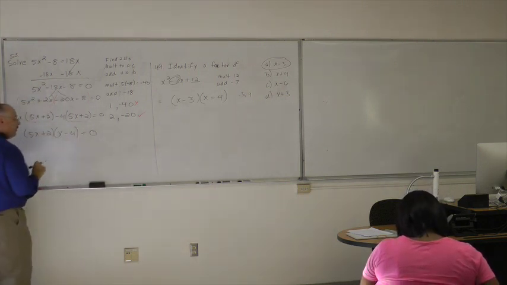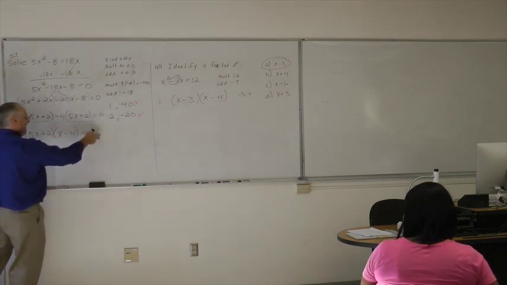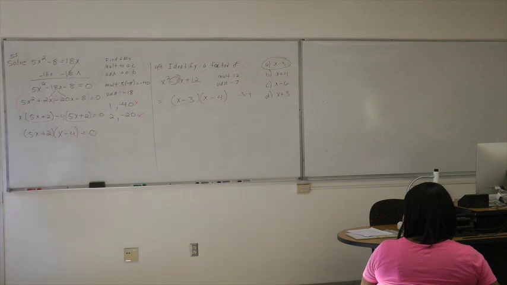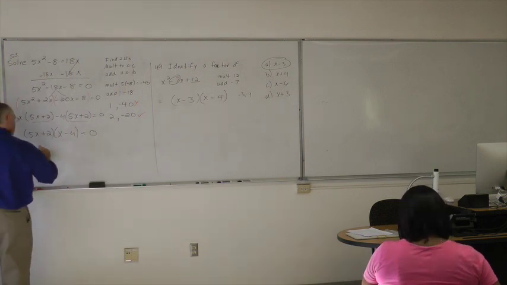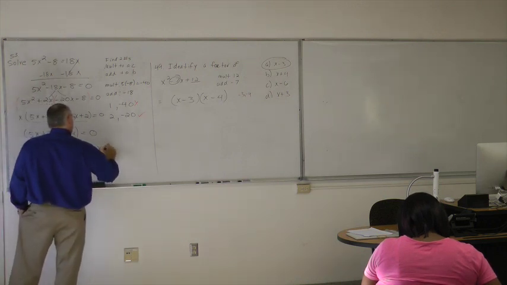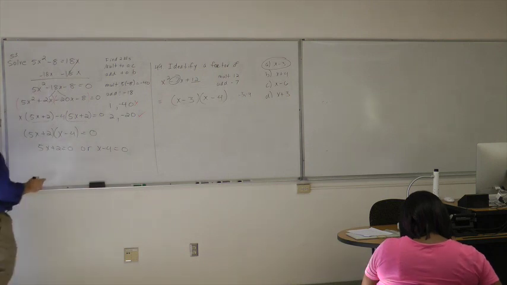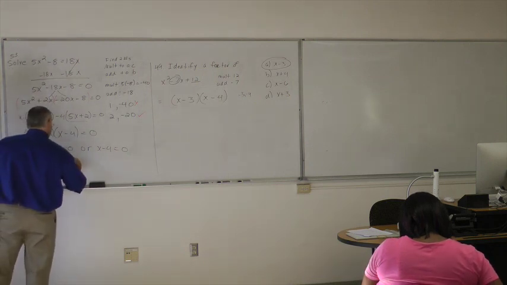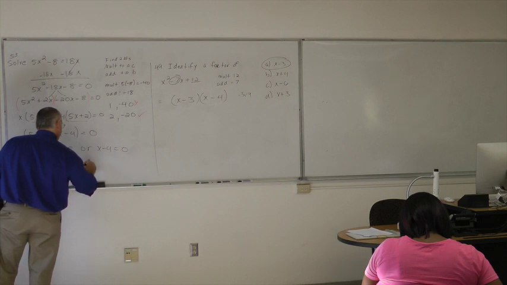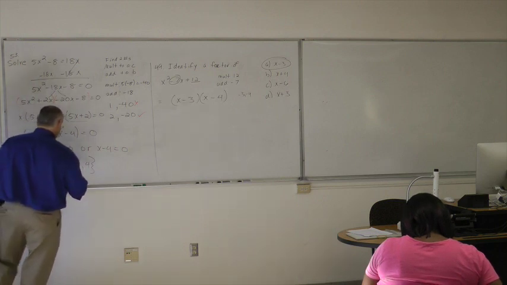So then we have the zero product or zero factor property: if you multiply two things together and get 0 as an answer, then one of those two things has to be 0. So 5x plus 2 is equal to 0, or x minus 4 equals 0. And for the sake of brevity, when we solve, we get negative 2/5 and positive 4. And that would be the solution set.